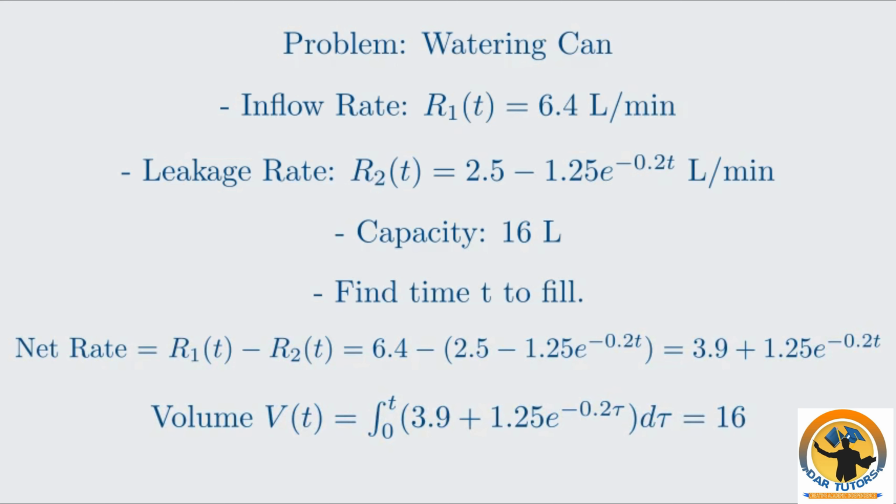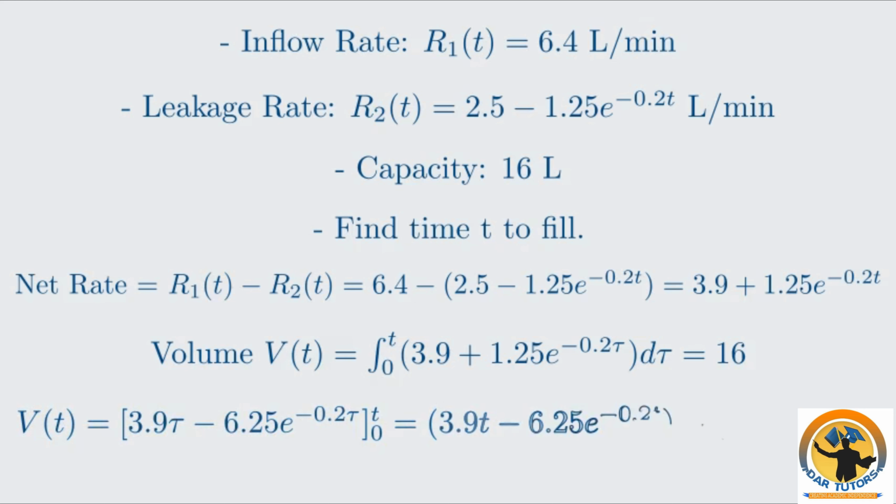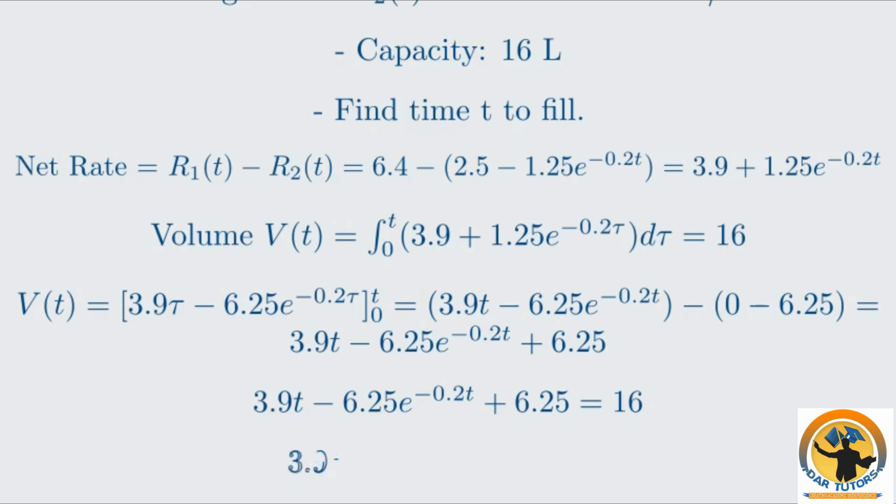Let's evaluate the integral. The antiderivative is 3.9t minus 6.25 e to the negative 0.2 t. Evaluating this from 0 to t gives us 3.9t minus 6.25 e to the negative 0.2 t plus 6.25. Now we set this equal to 16 and solve for t. This gives us the equation 3.9t minus 6.25 e to the negative 0.2 t equals 9.75.